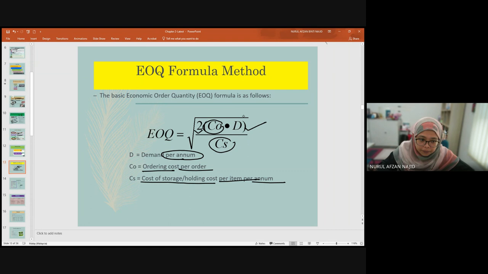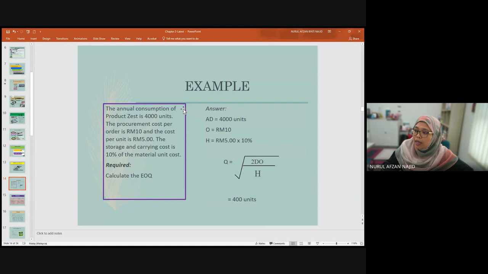If you are using the formula method and if the question asks you to calculate the EOQ using formula method. Right. Contoh paling simple yang madam boleh tunjuk. Okay. The annual consumption, ni ayat-ayat ni you kena tahulah ya. Yang ni tak adalah pula tips macam mana kita nak faham. Macam mana kita nak tahu itu annual demand, madam? Macam mana kita nak tahu itu adalah demand? So you kena belajarlah macam mana nak fahamkan ayat tersebut, alright?